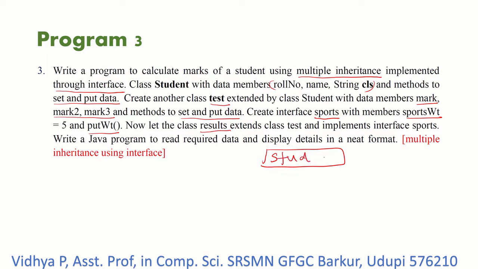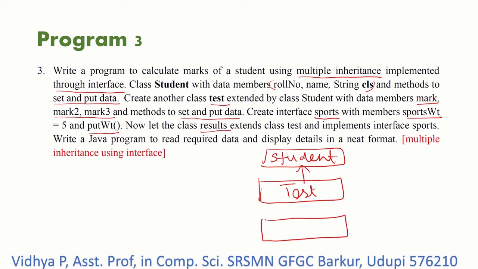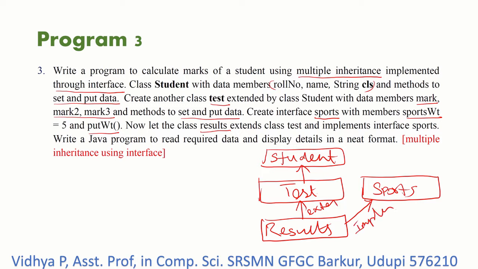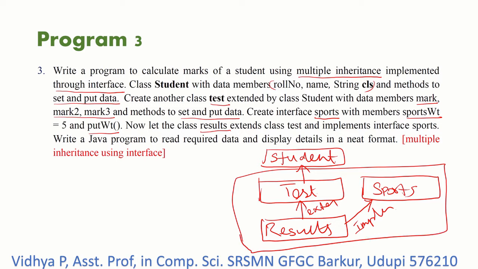So first we have a Student and we have a subclass Test, which is a subclass of Student, and we are also going to have one more subclass. We call it Result, and that is going to implement an interface. We call it Sports. So this is extends, this is implements. So here we got a multiple inheritance.